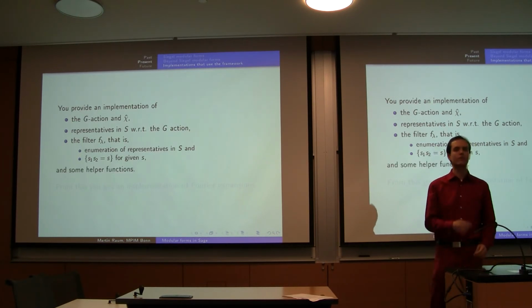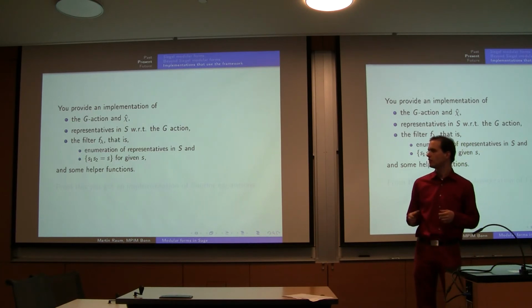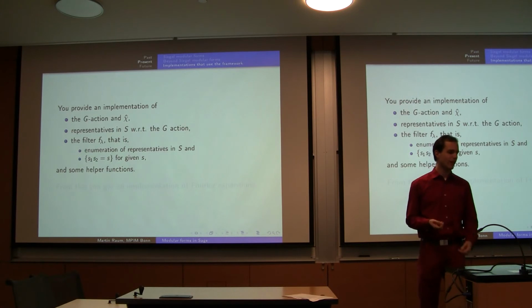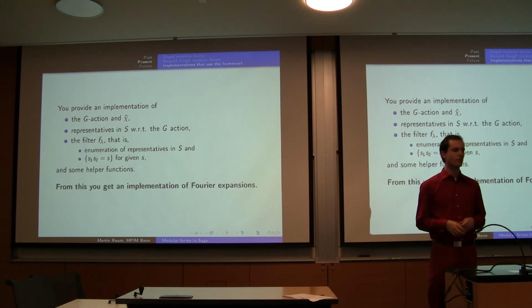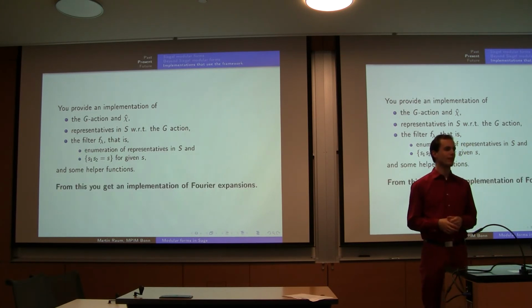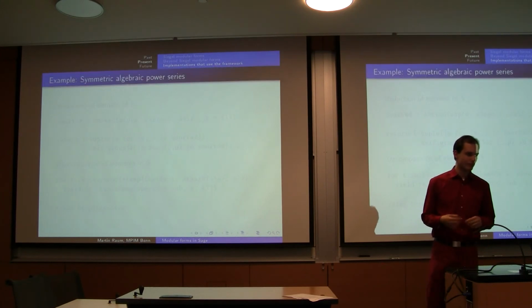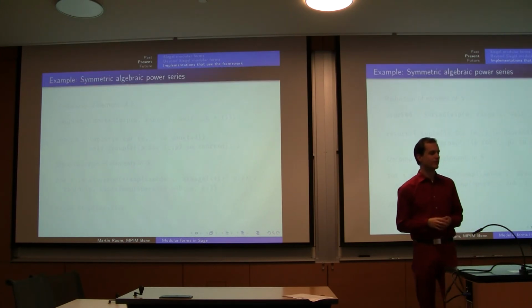And some helper functions, but those are tiny. It's really not so much, like give me the name of the group that I'm dealing with and so on. And from that already the framework makes a Fourier expansion, and that's really amazing, I think, because it saves a lot of time for everyone having this thing at hand. And just for illustration, I want to have this example, a symmetric algebraic power series. That's kind of true.